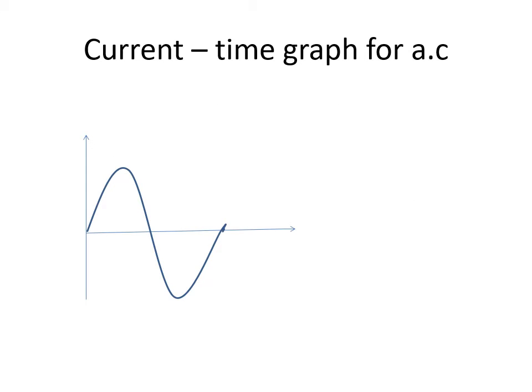You can see the diagram of alternating current. You can see the peak. It means that it moves to the peak and it falls back to minimum. It reverses its direction at each time interval.